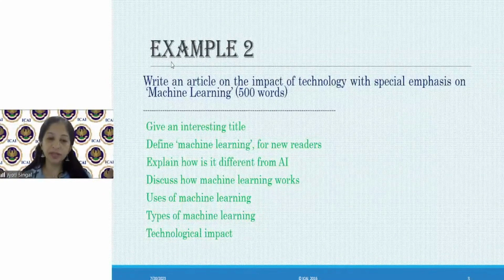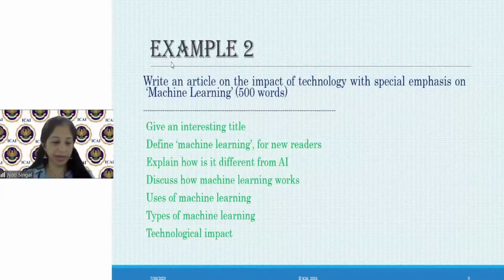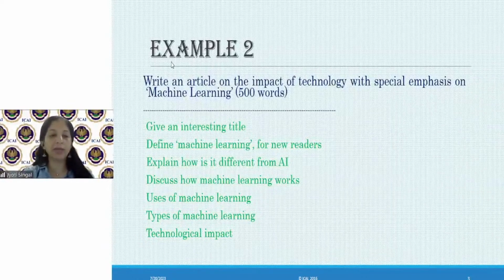Fourth point, sorry, discuss how machine learning works. So basically, it's a blockchain technology. You should be knowing the basic steps about that. Types of machine learning. What is the type of machine learning? One type, two types. कौन से aspects होते हैं? And the last is technological impact.